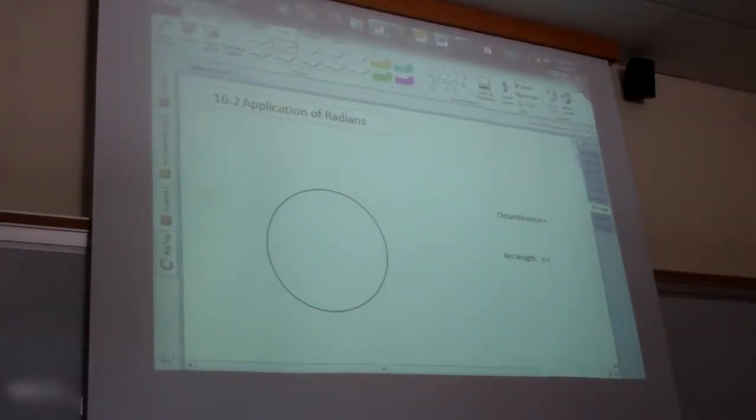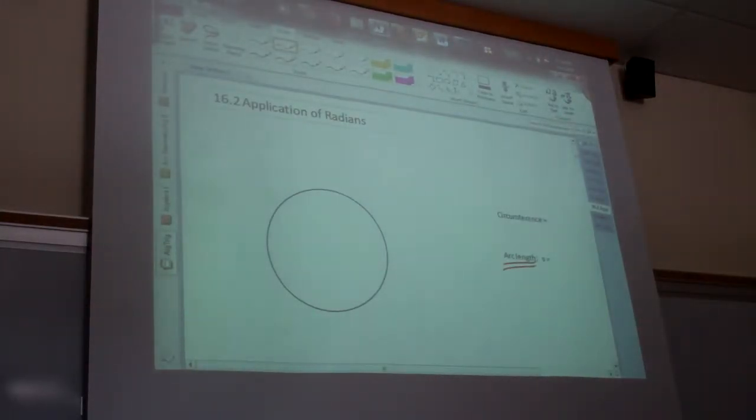The only difference is that before we talked about it in perspective of degrees. We're going to talk about it now in perspective of radians. Nothing really that different. First of all, do you remember how we found arc length before?